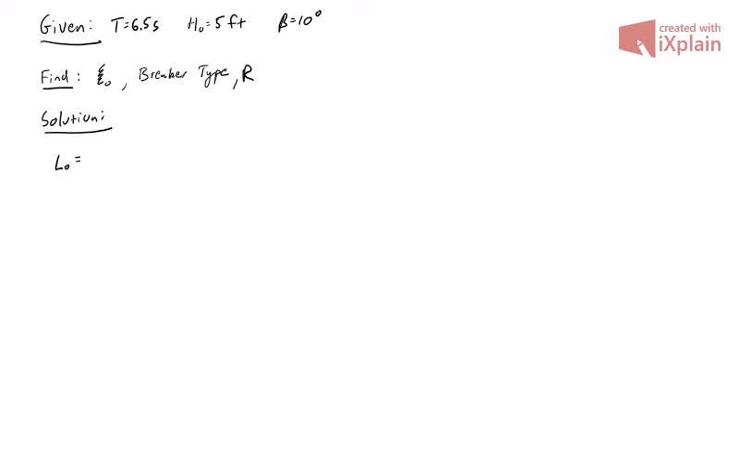So deep water wavelength is equal to acceleration due to gravity times period squared over 2 pi. So that's going to be 32.2 feet per second squared times 6.5 seconds squared all over 2 pi. And if we calculate that out, that's going to come out to 216.5 feet.